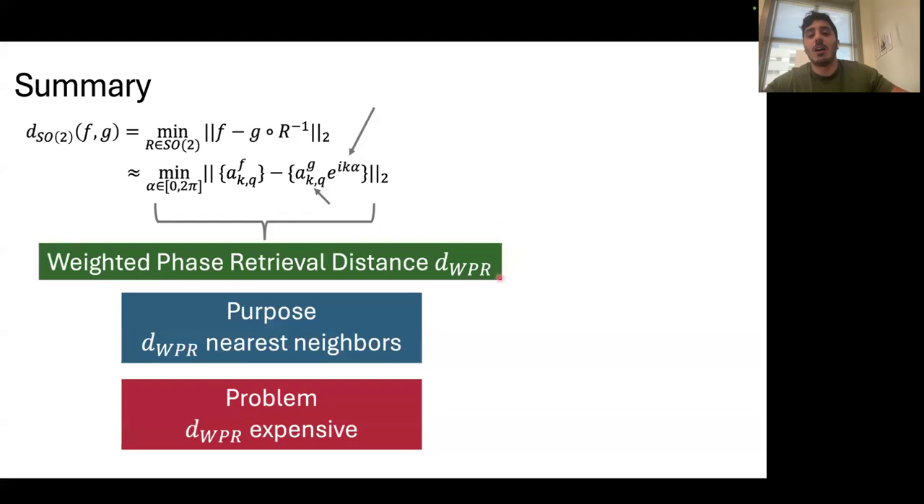But at least what I hope to show you with the motivation is that you should care about this distance, the weighted phase retrieval distance, and doing machine learning with it because it shows up in the Cryo-EM problem. So before I proceed with the rest of the talk, any questions so far?